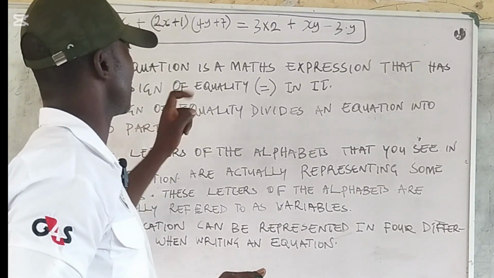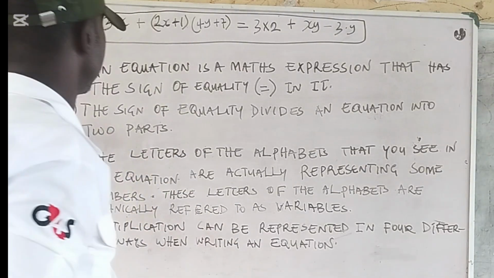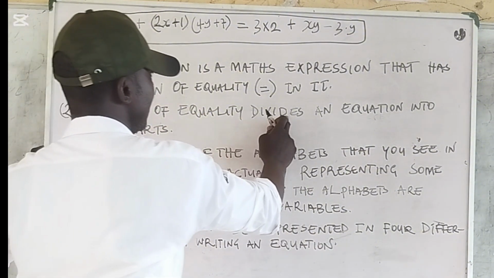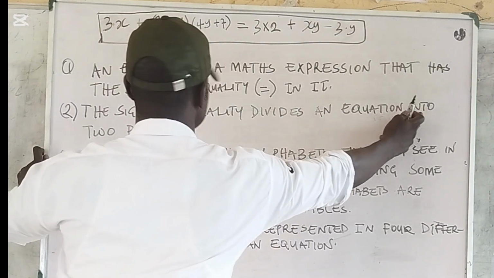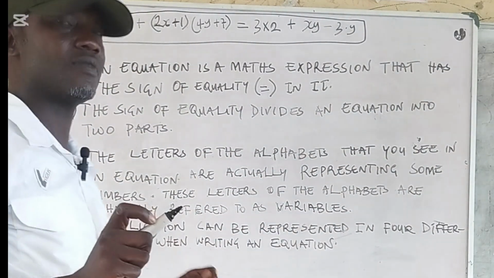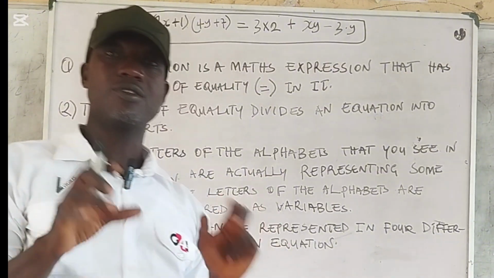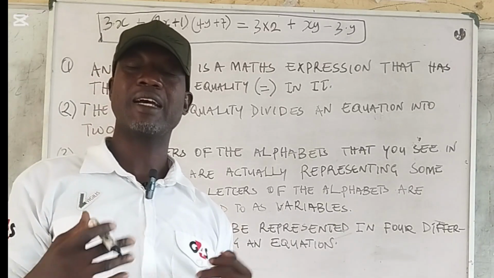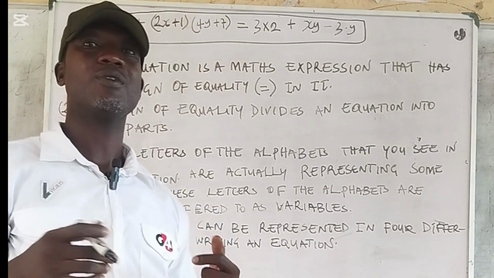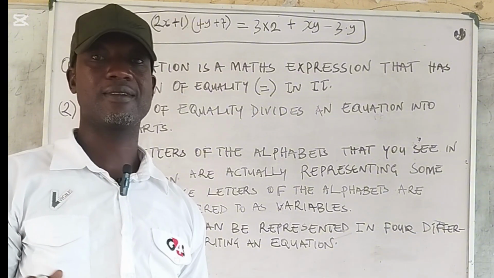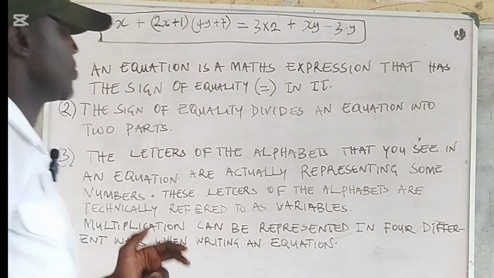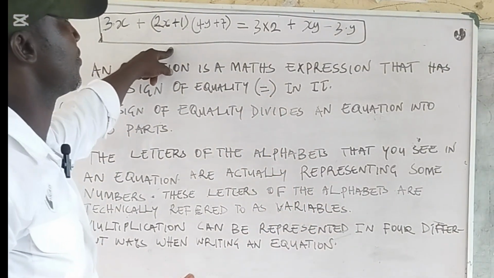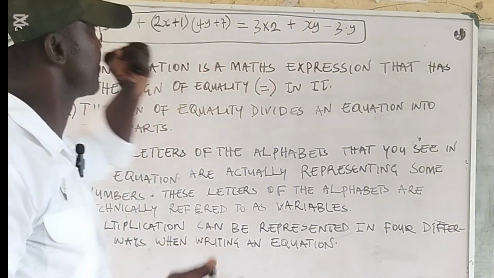So we'll go straight to the second fact about math equations. It's written on the board. The second fact is: the sign of equality divides an equation into two parts. This is very important. Not only does the equal sign in a math expression enable us to identify an equation, it also divides the equation into two parts. Let me go back to an example of a math equation on the board.